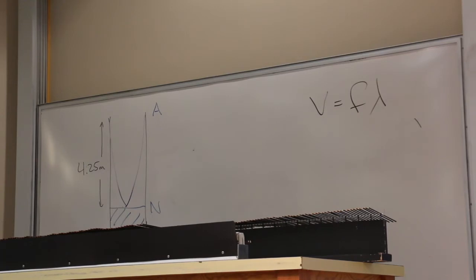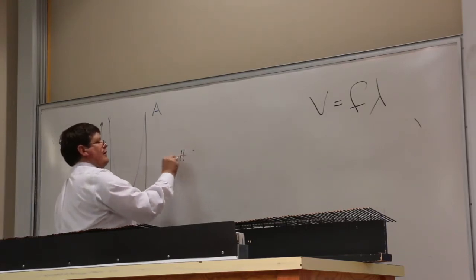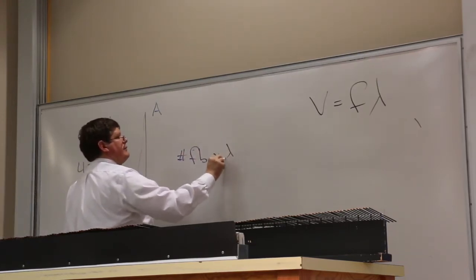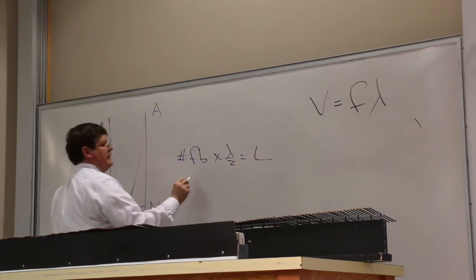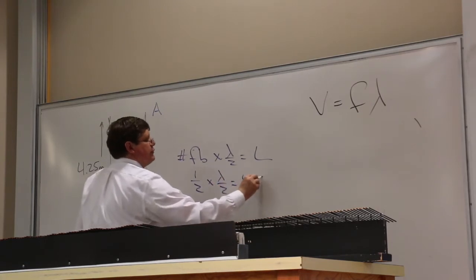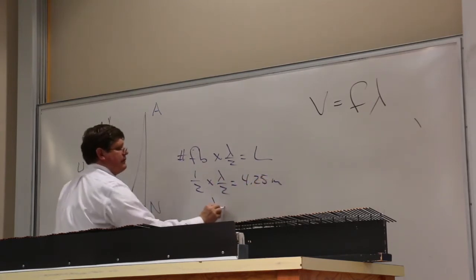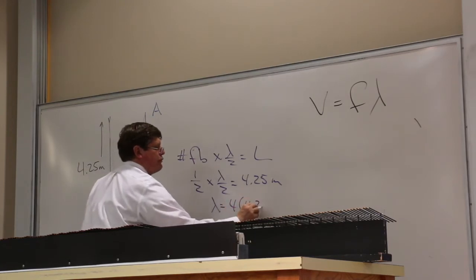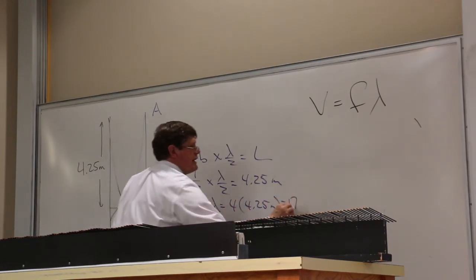Now, that's only half a football. It takes 2 footballs to be a wavelength. And so that means a wavelength, my lambda, is 4 times the length of that half football. Now, if that didn't speak to your soul, just use this equation. Number of footballs times lambda over 2 is equal to the length of the system. I've got half a football there times lambda over 2 is equal to 4.25 meters. That means lambda is equal to 4 times 4.25 meters, or 17 meters.